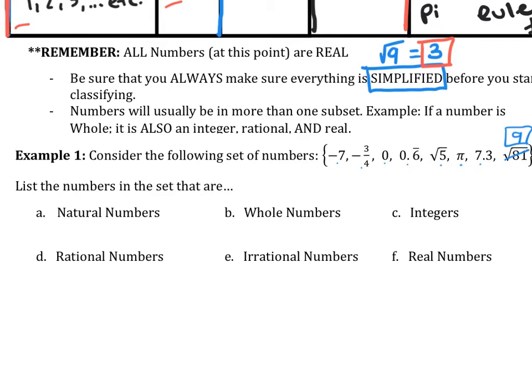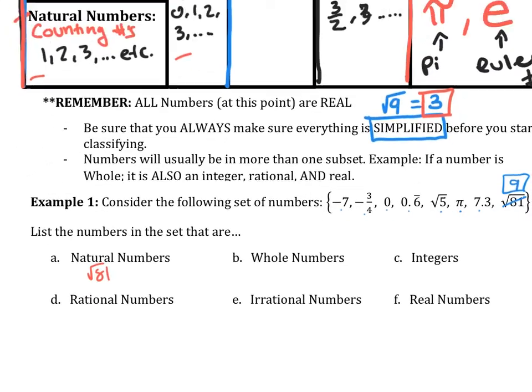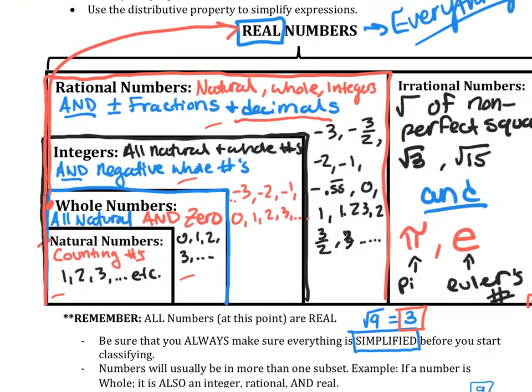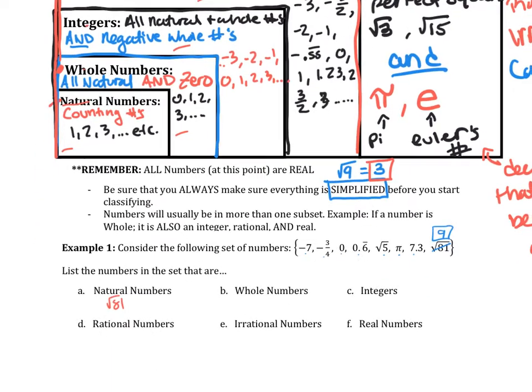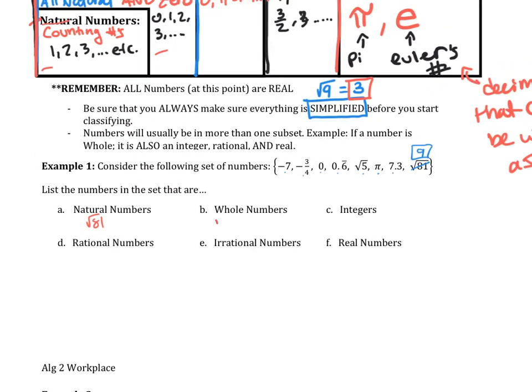So 9 is a counting number, so square root of 81. And since a number is a natural number, it's going to be everything else except irrational. Natural numbers are also whole, integers, rational, real. So right now, you can put that square root of 81 in every subset except for irrational. Okay, so square root of 81 is everywhere where it can be. And that's all our natural numbers.